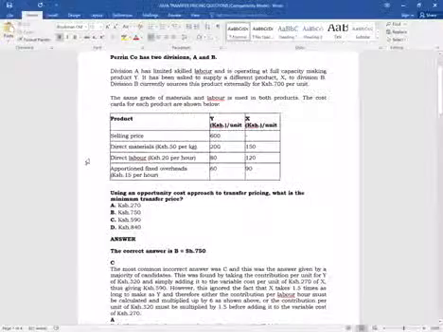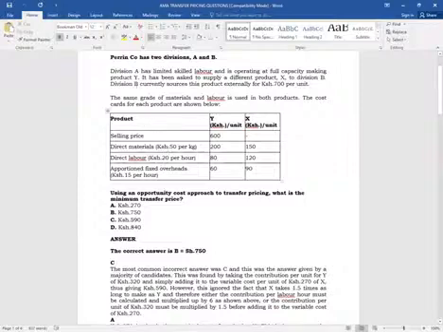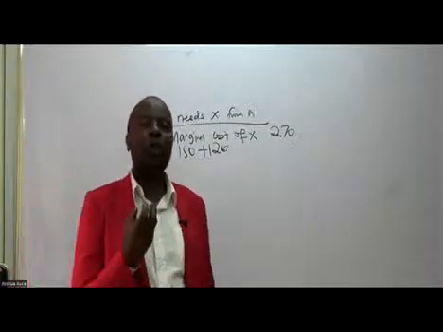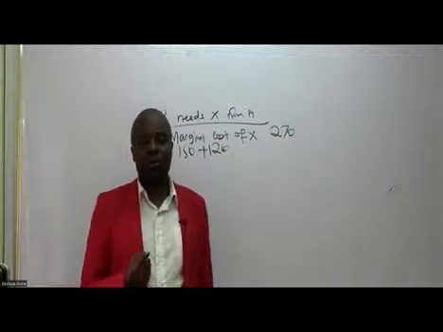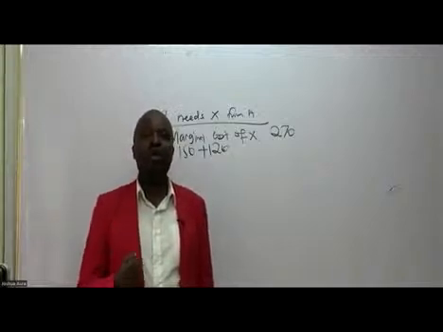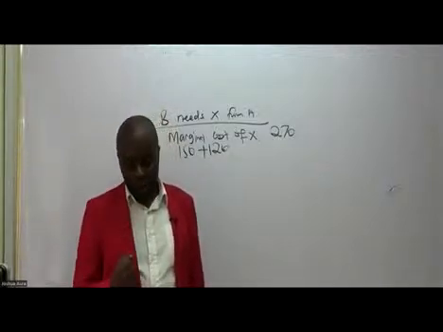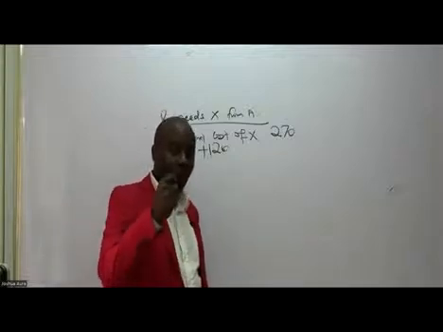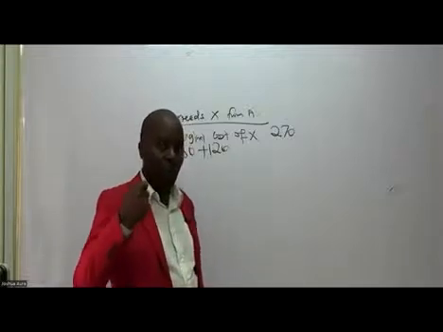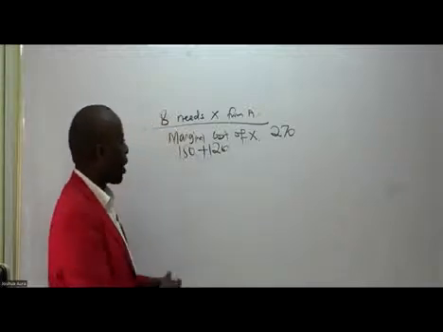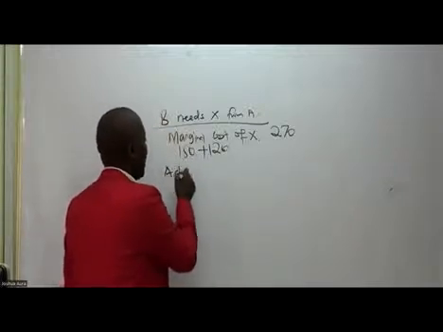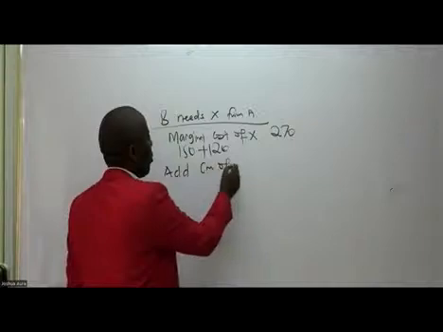I'm told that Division A has limited skilled labor and is operating at full capacity, making product Y currently. So this Y that we are producing, how much does it contribute to the organization? Give me the contribution of Y, because I'm going to sacrifice, I'm going to relinquish that contribution. So add here, contribution margin of Y.